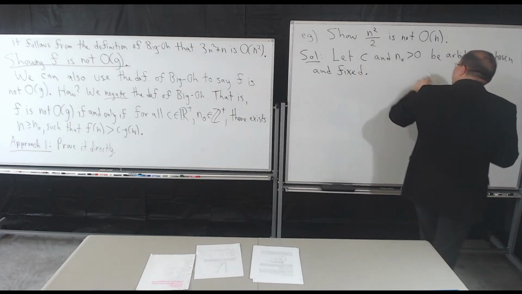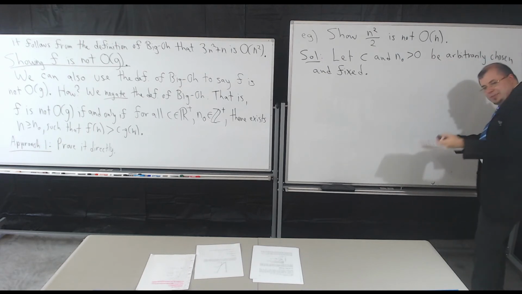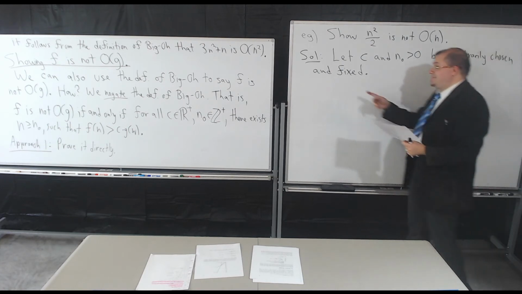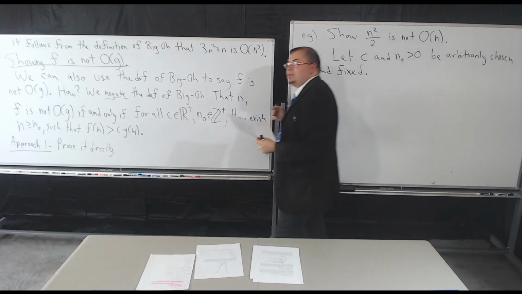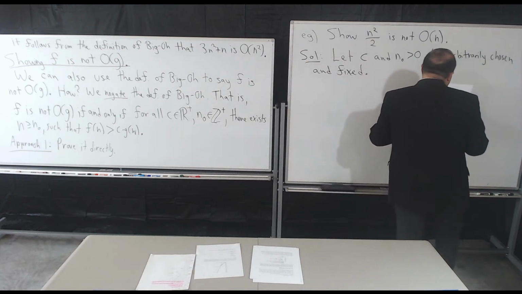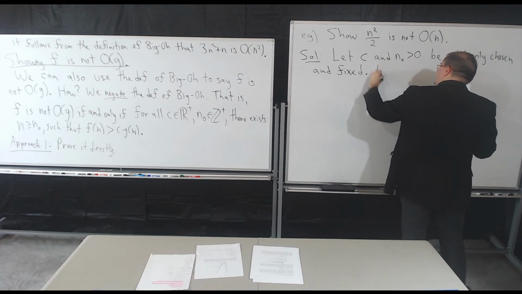So your job now is, I've given you C and N0, which are arbitrarily chosen. Remember, I give them to you, and you don't know what they are. They're arbitrarily chosen, and then they're fixed. So now you can imagine you have C and N0 to play around with. That's what this term means. So, here we go. Here's the game plan.